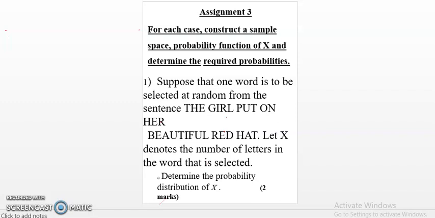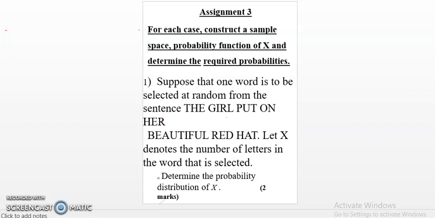In each case, we are to construct a sample space, probability function of x, and determine the required probabilities. So let's take the first question. In this video, we've got question 1 even up to 4. It therefore means that we might have part 1 to 3 of this video. So you need to watch the next video in order to see how we're going to solve the remaining questions.